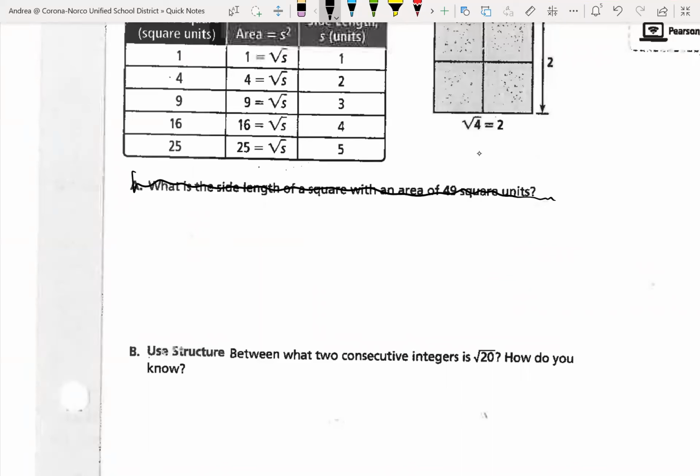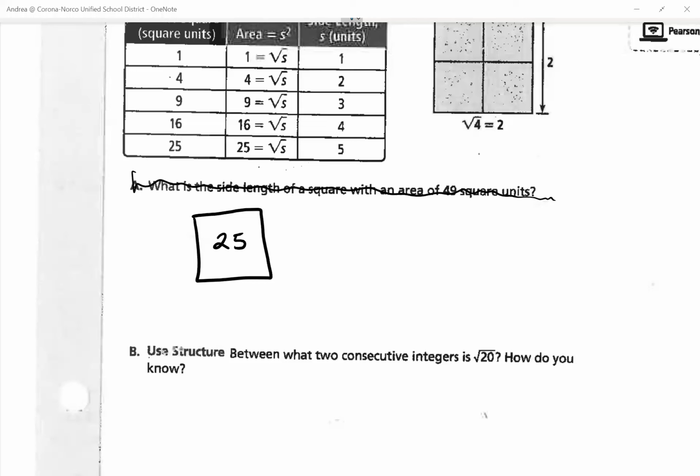What do I know about a square? It has 4 sides. What else do I know about the sides? Yep. They're all the same. They're all equal. Okay. Length and width are the same length. So if I have a square with an area of 25, what are the side lengths? 5 and 5, right?